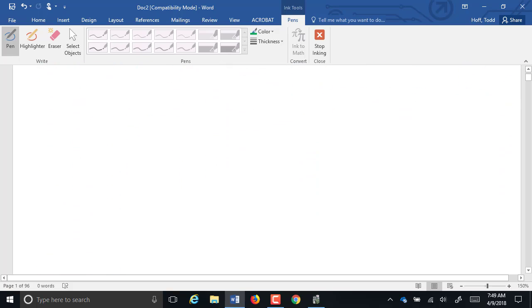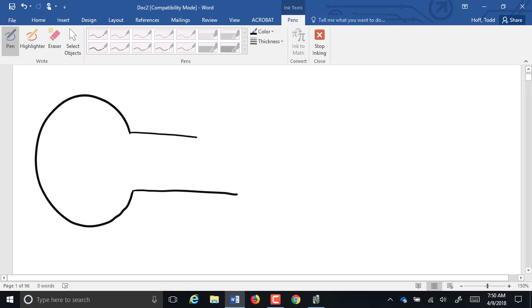Okay. Next example. For your viewing pleasure. That is a circle. Those lines are parallel and horizontal. That sucks. I'm going to try that part again.